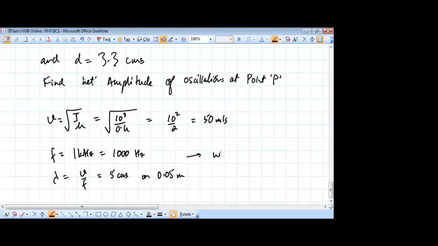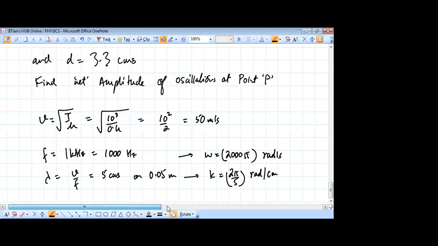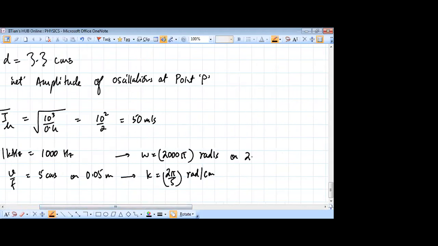So your omega is 2000 pi radians per second, and your k is 2 pi by 5 radians per centimeter. Okay. You can also write this as 2 pi radians per millisecond. Also write it in this unit. That's also fine, just like we've written this in radians per centimeter.